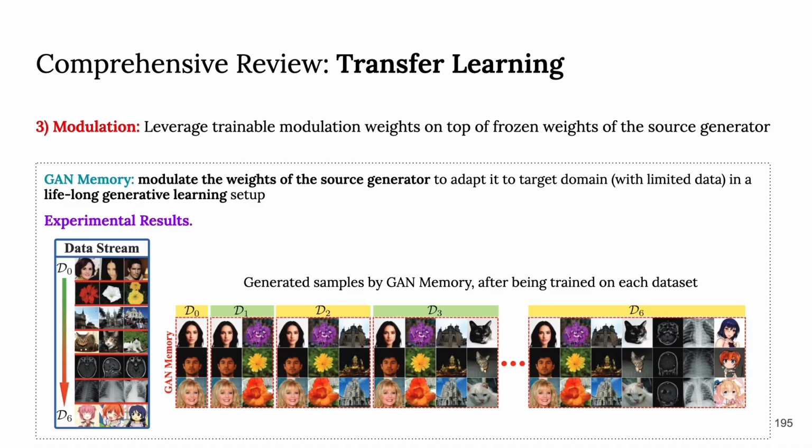Then another task comes, which is a church dataset. We learn separate modulation parameters for the church dataset. Now we have frozen weights, we have modulation weights for flowers, and we have separate modulation weights for church. And because of that, we are capable of generating images from all these three domains.